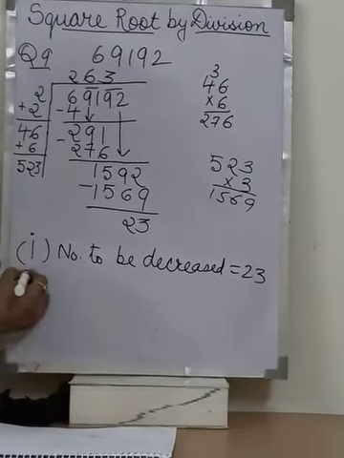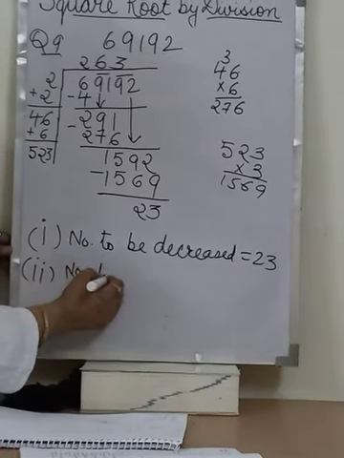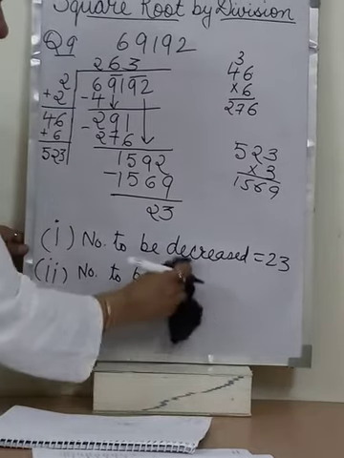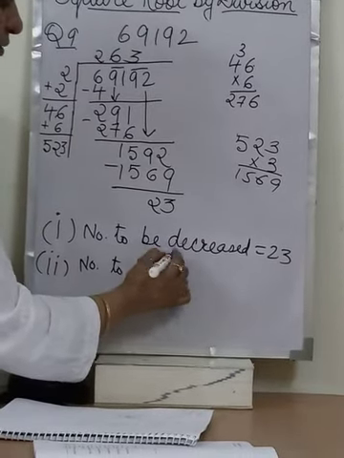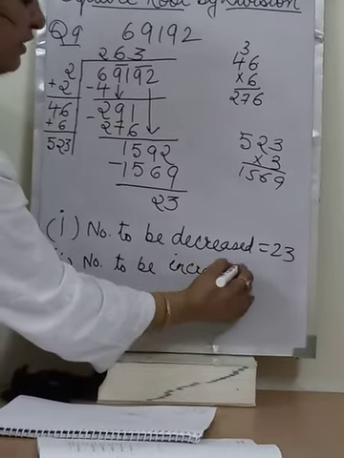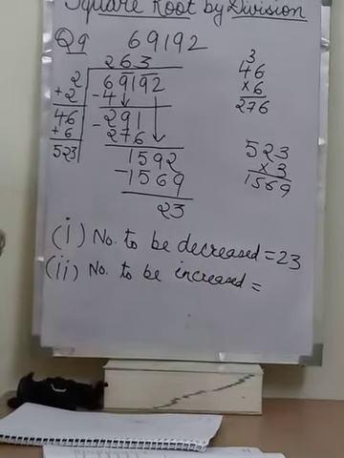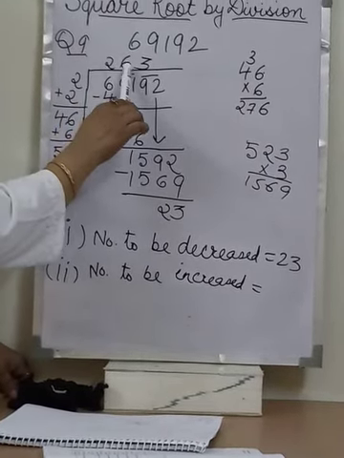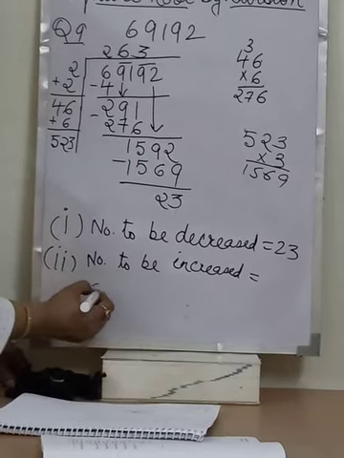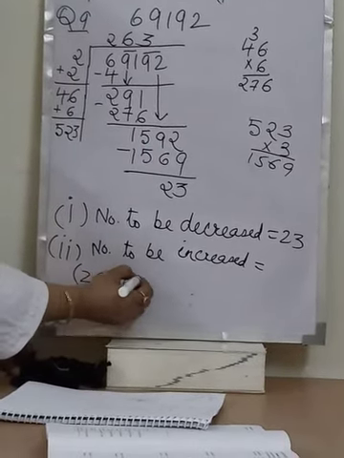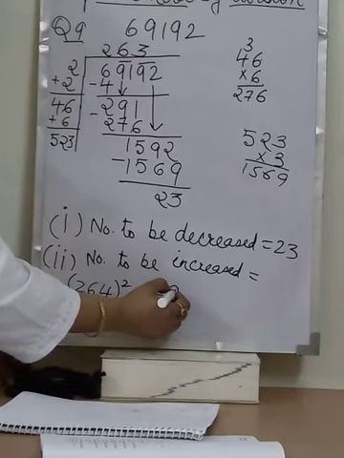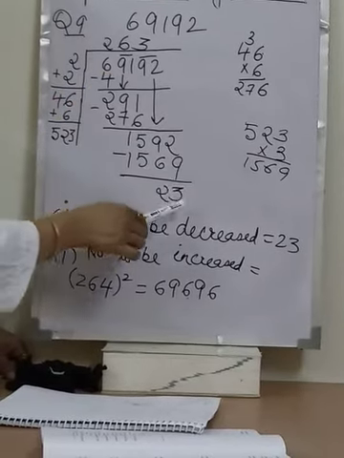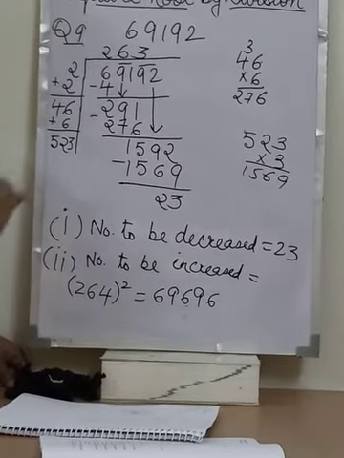Next part, number to be added. Added, not added, it is given increased. See, whenever they ask you to add or to increase, we find the next perfect square. We'll find the square of the next number. So I find the square of the next number, that is 264. The square of 264 is 69696. Now this number 69192 is not a perfect square.